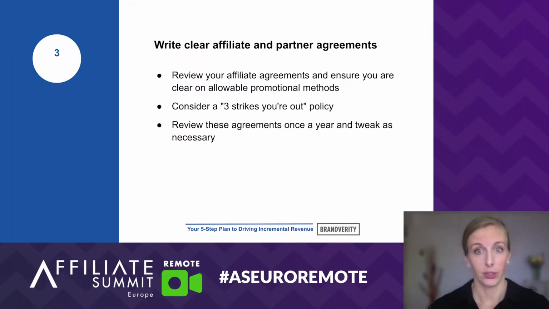It's also really important to write clear affiliate and partner agreements so that your affiliates know what they're permitted to do and what they're not permitted to do, and so that you can enforce should something go wrong. We recommend reviewing your affiliate agreements to ensure that they're really clear on what's allowed and what's not allowed, and also really make sure you have a clear understanding of your broader marketing goals and then specifically your program goals so you can write those agreements to support those goals and put boxes around what can and can't happen.